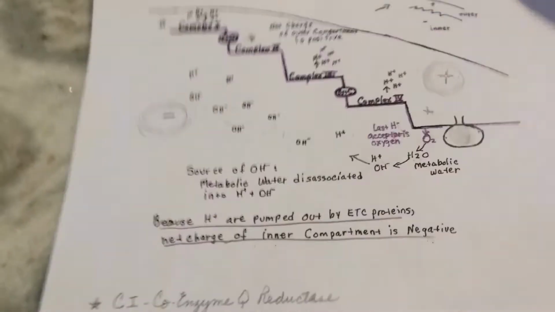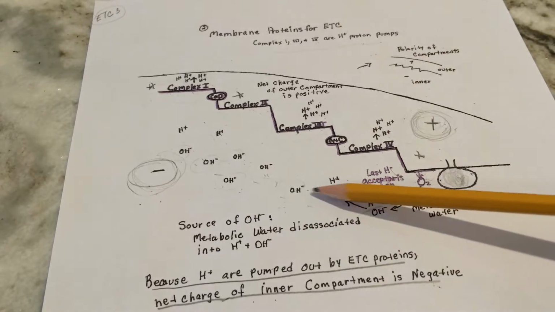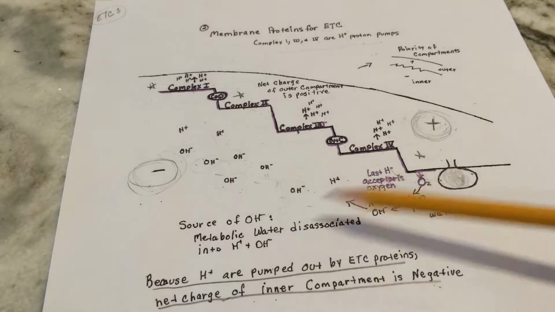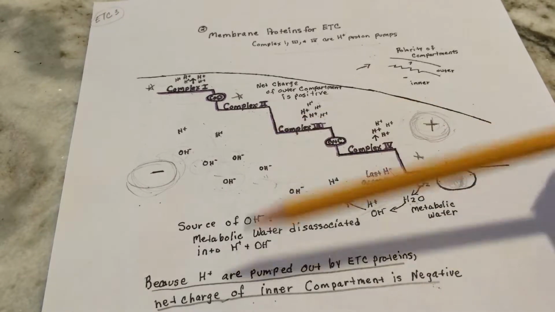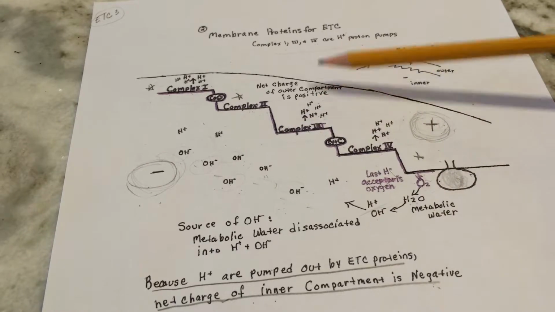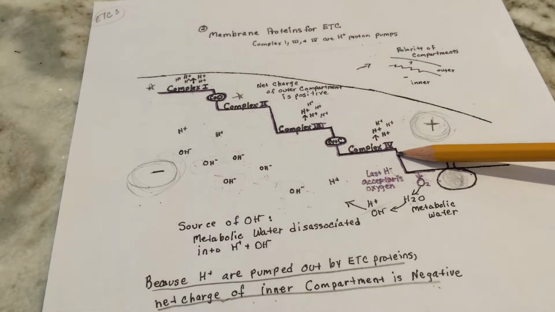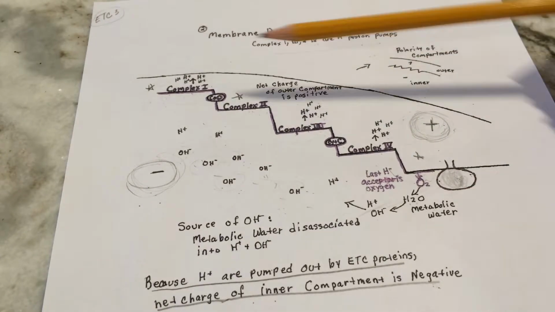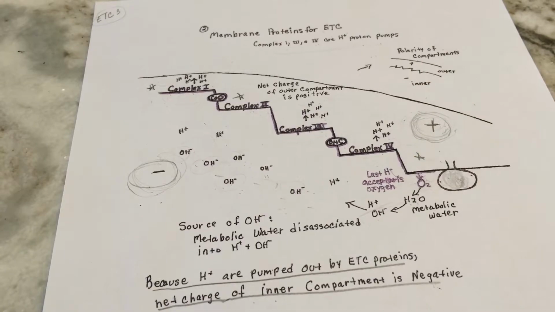So, the source of hydroxyl is this metabolic water, and the hydrogen protons are pumped out in 3 places along this gradient, at complex 1, at complex 3, and at complex 4.